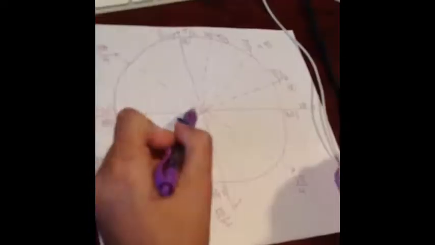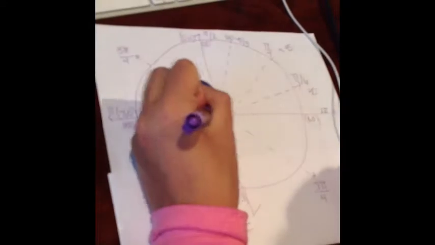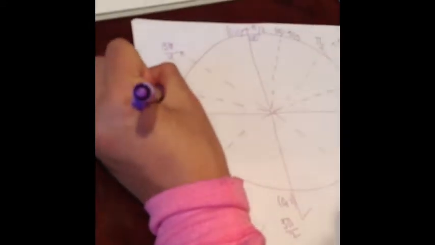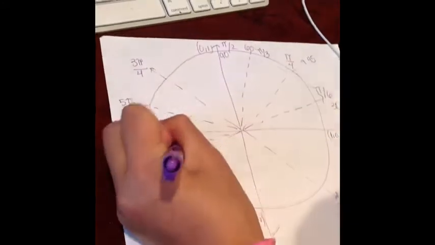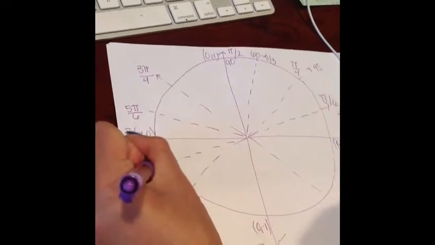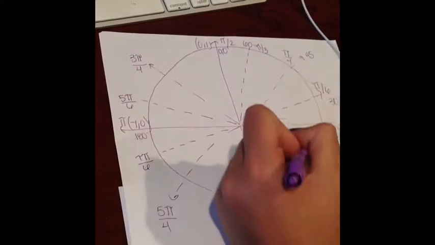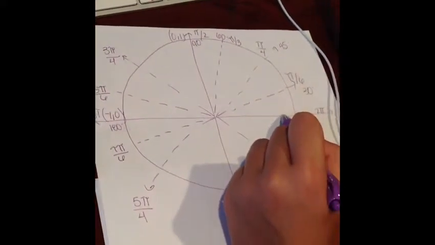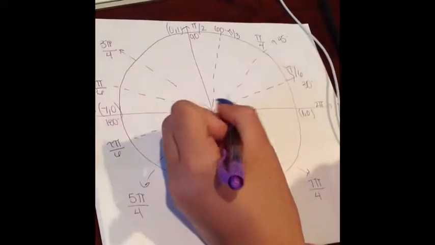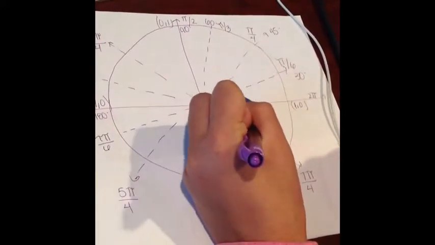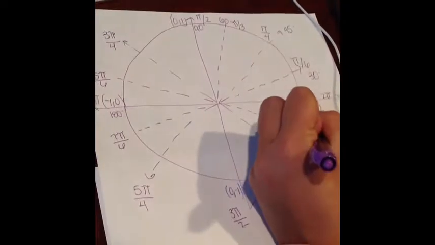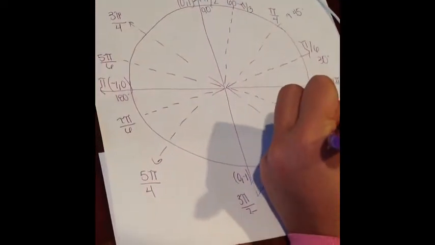All the way around, that's 6 pi over 6, but we go a little bit less, so this is 5 pi over 6. Same thing, this is 7 pi over 6, because we go a little further. And if you go all the way around, you'll be at 12 pi over 6, or 2 pi, but we go 1 less. So that'll put us at 11 pi over 6.